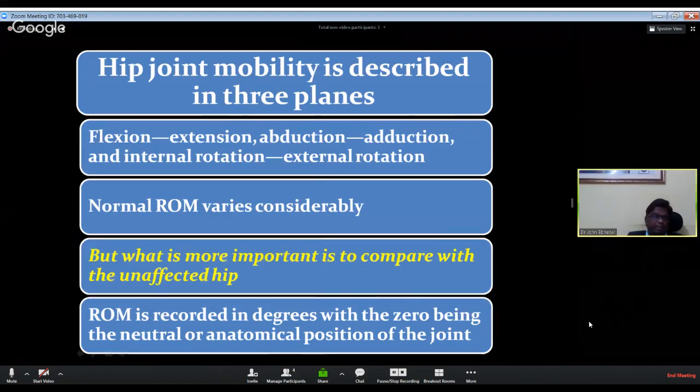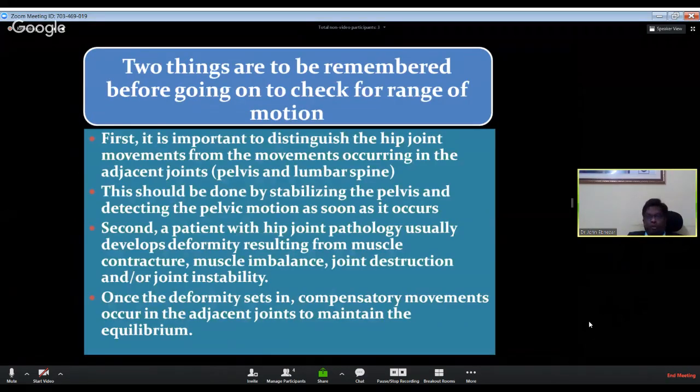Two things are to be remembered before going on to check for range of motion. First, it is important to distinguish the hip joint movements from the movements occurring in the adjacent joints. There is a big movement of compensation happening at the pelvis and the lumbar spine. This should be done by stabilizing the pelvis and detecting the pelvic motion as soon as it occurs.